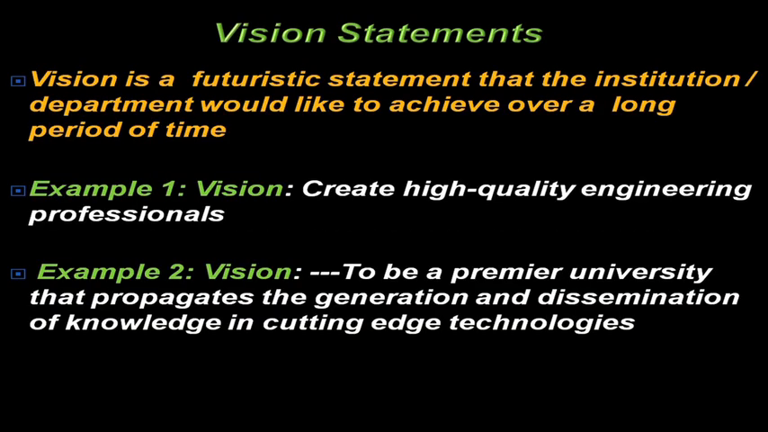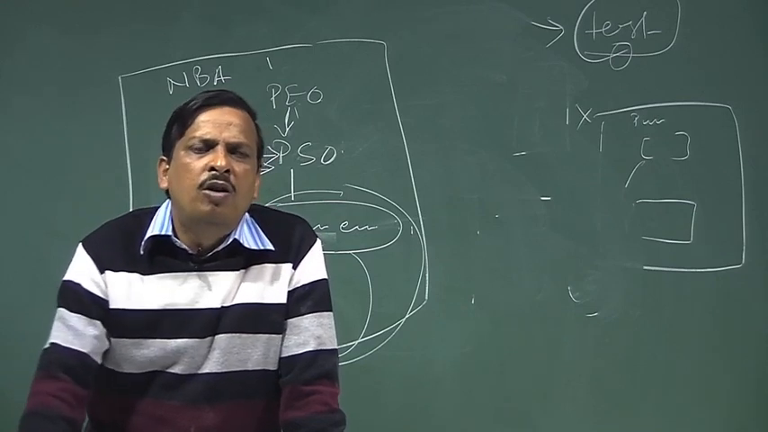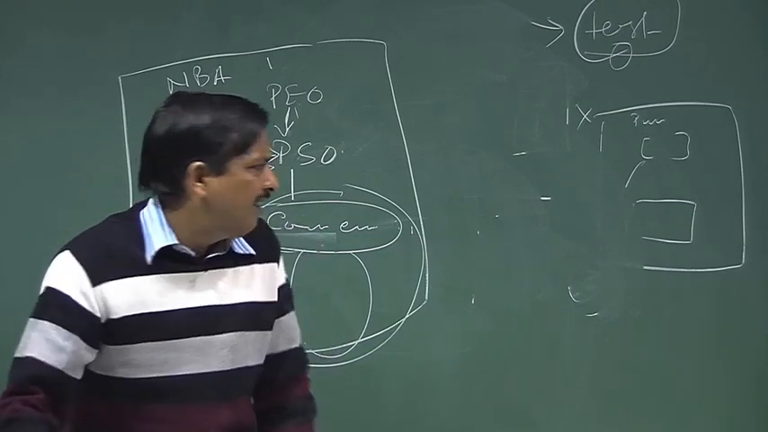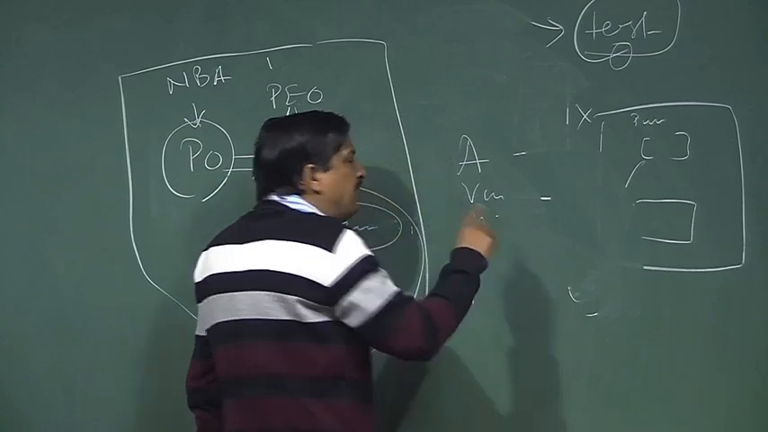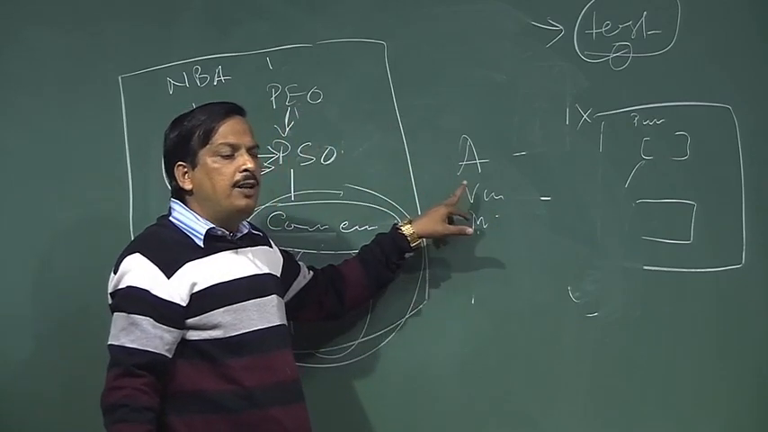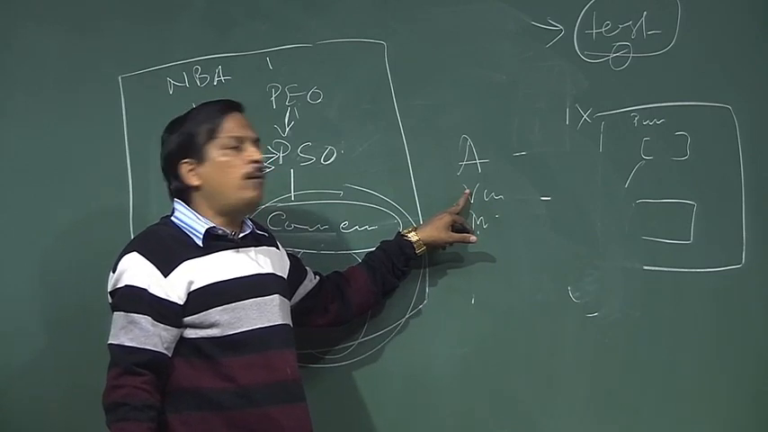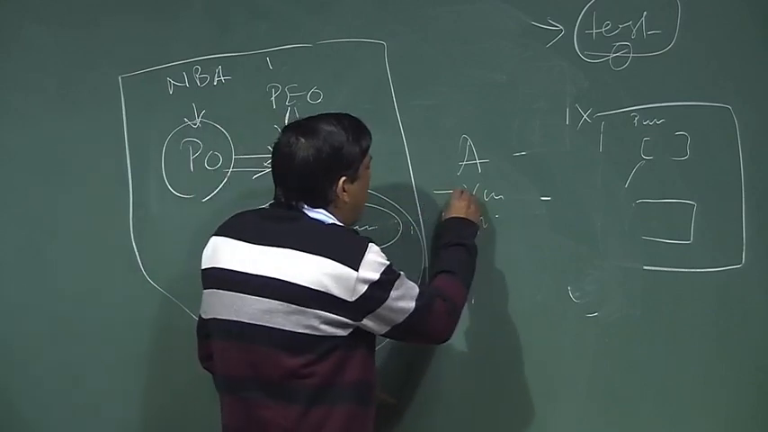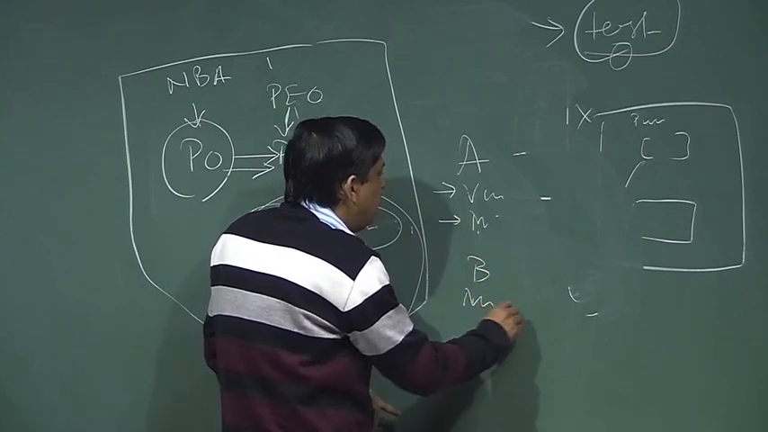Everybody knows what mission and vision are. Vision is a futuristic statement that the institute or department would like to achieve over a long period of time. Every institute, every college, or you can say every department also has a vision and mission. So, let us say institute A has a vision and institute A has a mission. Mission is the means to fulfill the vision, and vision is a futuristic statement that the institute or department would like to achieve over a long period of time. So, I can write down institute A's mission and vision, and institute B's mission and vision. It may not be the same.